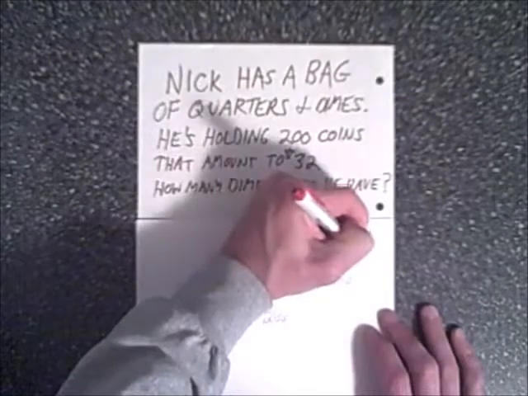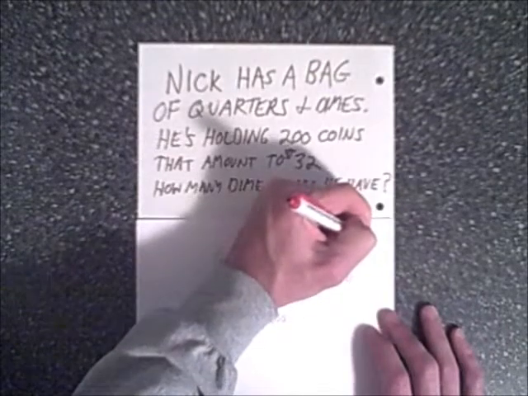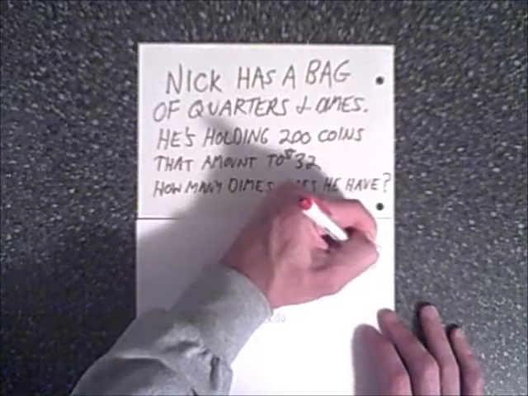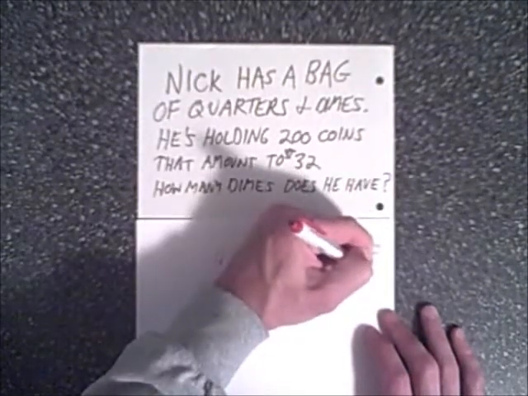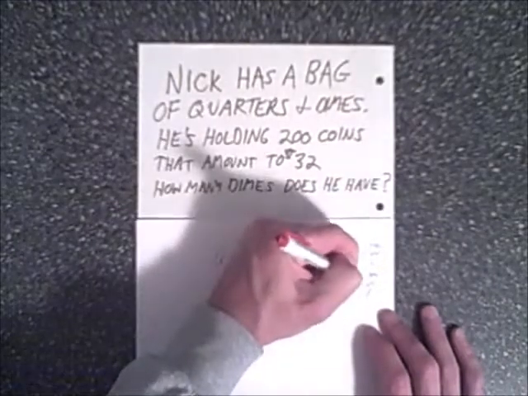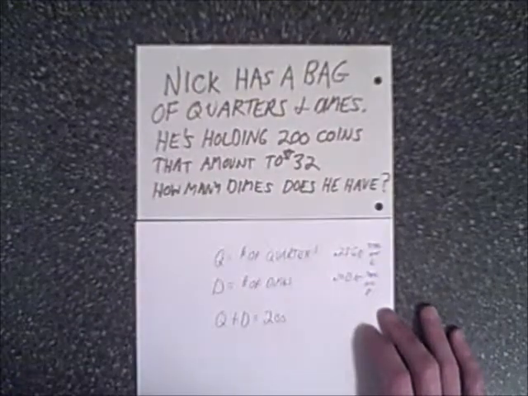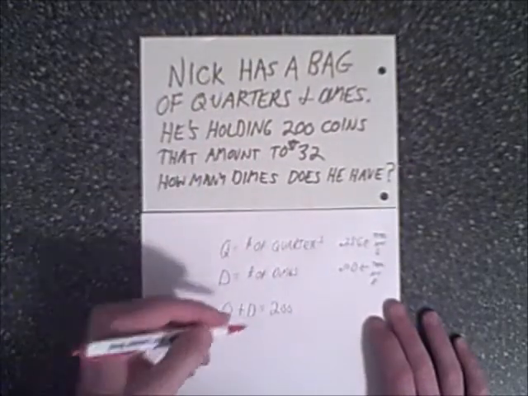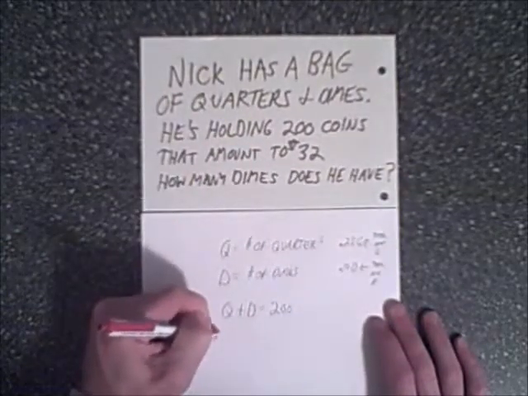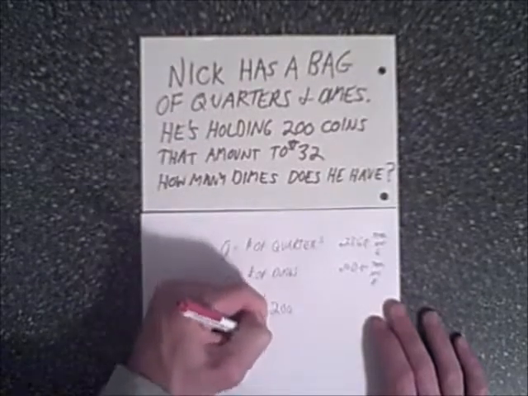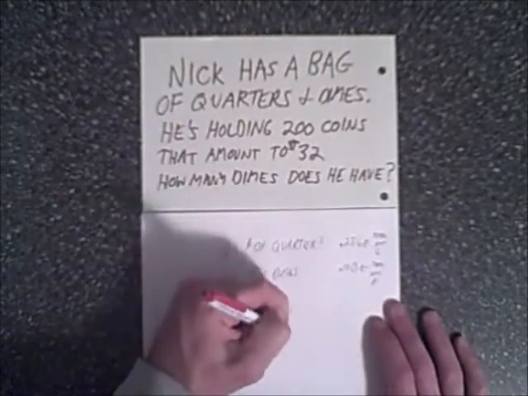So this is going to be the total amount of the quarters, total amount of the dimes. Make an arrow, it's not really an equal sign. And then continuing with our question, we have $32. So if you take 25 cents for every quarter plus 10 cents for every dime, that's going to equal $32.